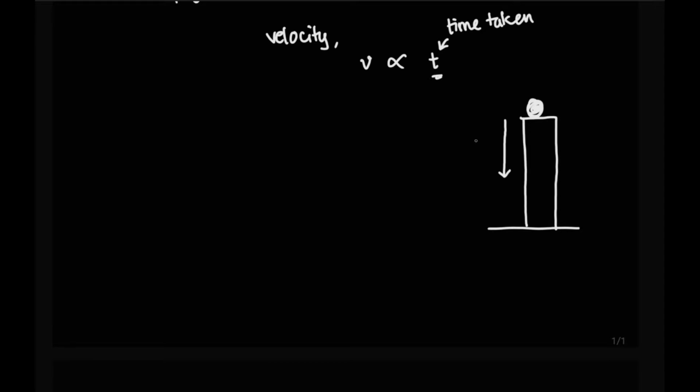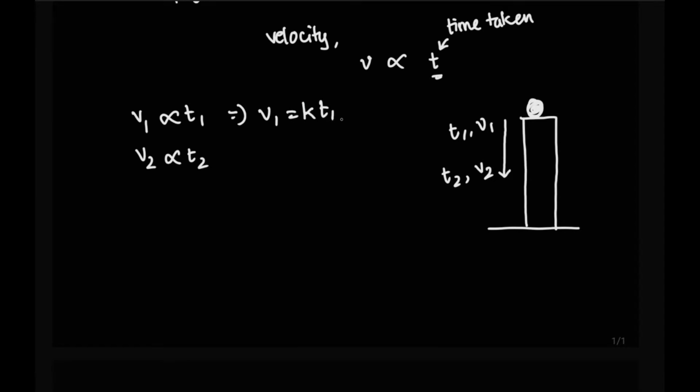So we can say that after time t1, the ball acquires a velocity of v1, and after time t2 it acquires a velocity of v2, so we can say that v1 is proportional to t1 and v2 is proportional to t2. And for both the cases, we can say that v1 is equal to k times t1, where k is the proportionality constant, and v2 is equal to k times t2, where k is the proportionality constant as well.